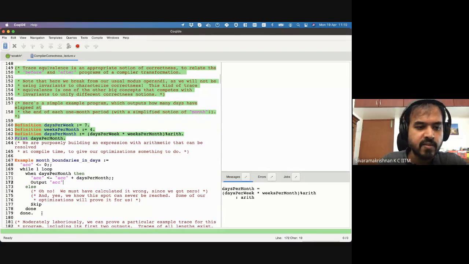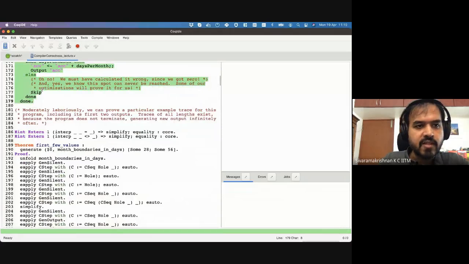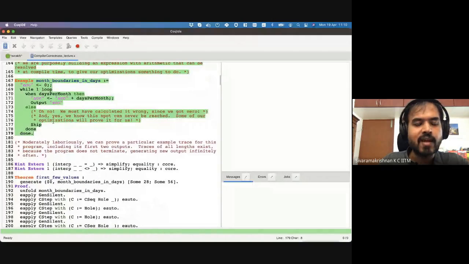We do that through simulation, right? So here is the program, and we add some externs for help. We are saying that whenever we find interp of underscore, underscore equals underscore, we simplify equality, and underscore not equals underscore, we also simplify equality. We had seen extern rules in logic programming, right? It just says that when I issue auto or eauto, if you find this pattern, you just go ahead and try simplify equality. If it doesn't work, come back and do something else, right?